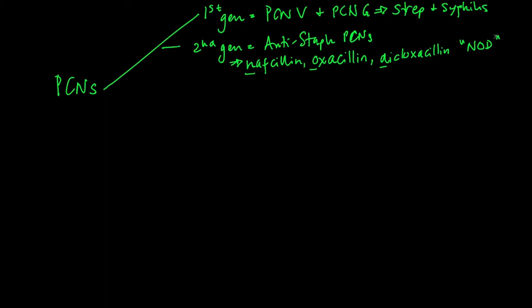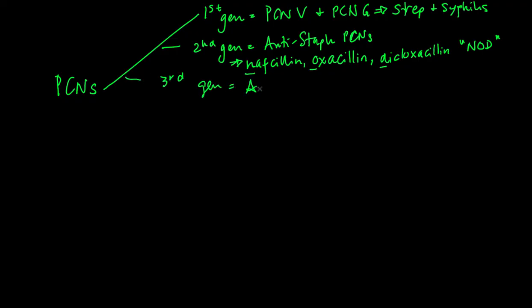These drugs are used to treat infections caused by bacteria that produce beta-lactamases that degrade other penicillins, in other words, the natural penicillins. Nafcillin and oxacillin are considered narrow spectrum for gram-positives, while dicloxacillin has a broader spectrum of activity covering some gram-negatives.